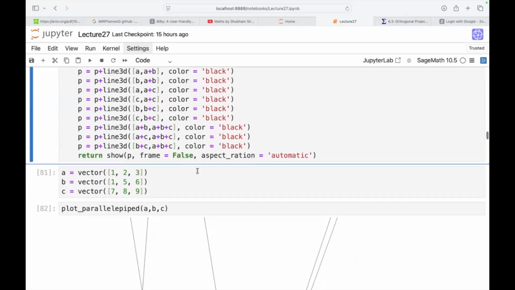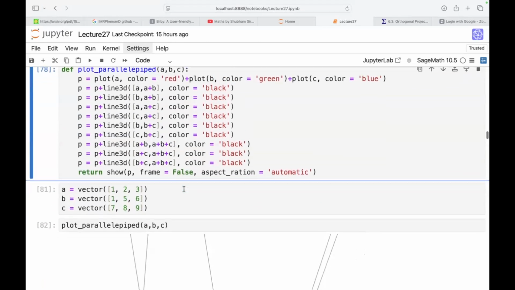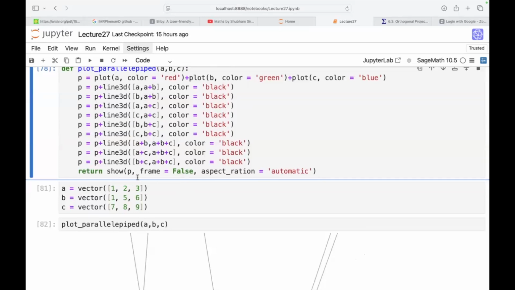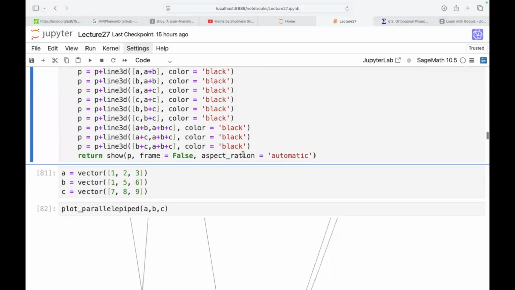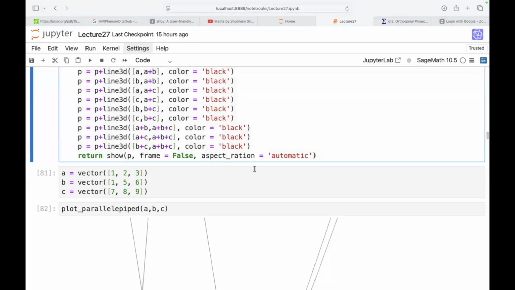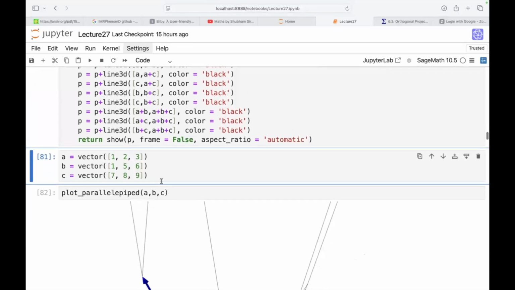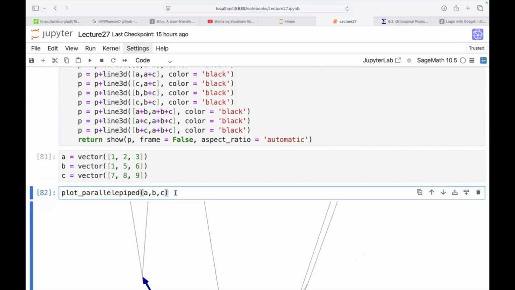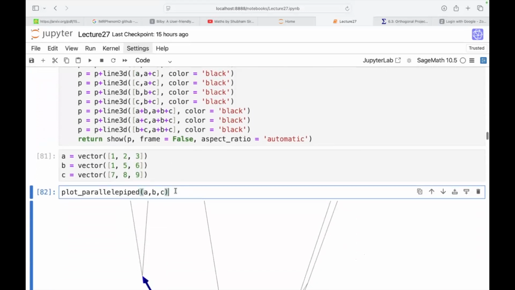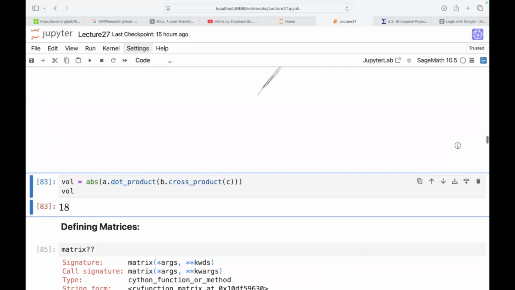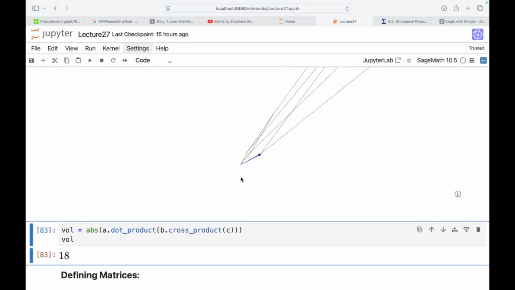The color is chosen as black, and the definitions are used. P is the plot, the frame is set to false, and the aspect ratio is automatic. Firstly the definitions are applied, and the next thing is to plot the parallelepiped, which is the defined part, and that is the parallelepiped.